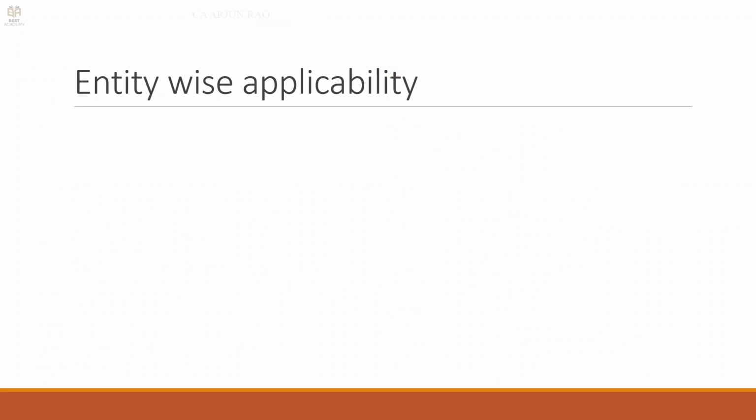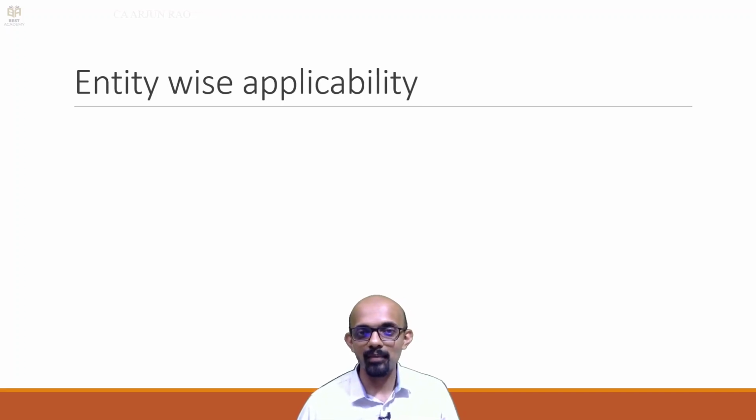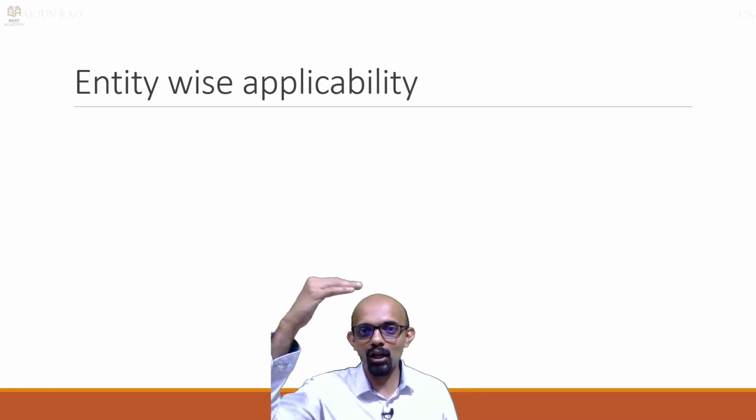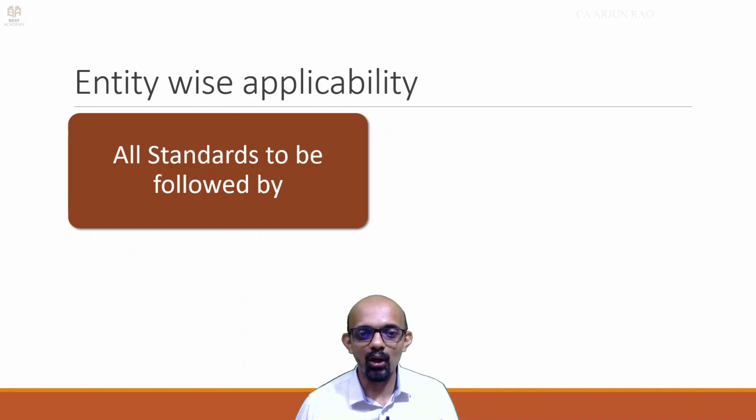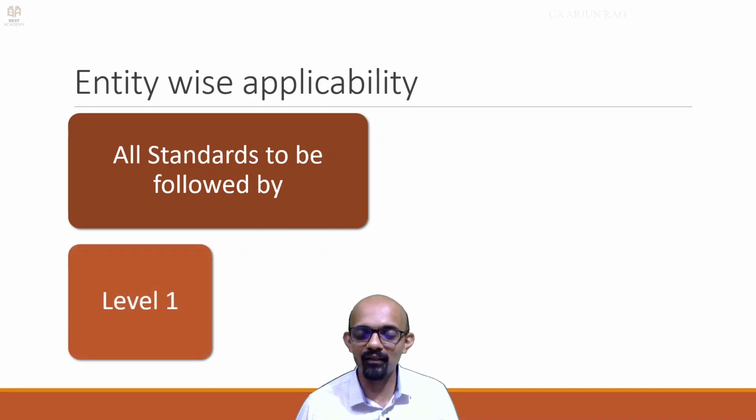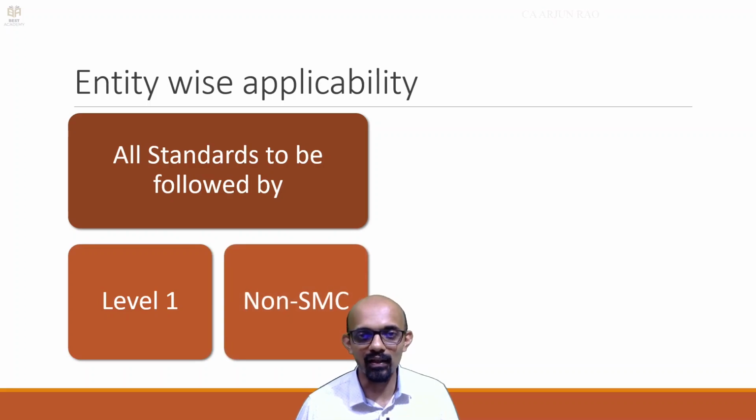Now, let us look at the entity-wise applicability of accounting standards. What do we mean by this? All 27 effective accounting standards are not applicable to all the entities. The bigger entities, that is the entities at the top of the classification ladder, that is level 1 in the case of non-corporates and non-SMCs in the case of corporates, these entities at the top, they have to follow all the accounting standards, right? So, all accounting standards should be followed by level 1 entities and non-SMCs.